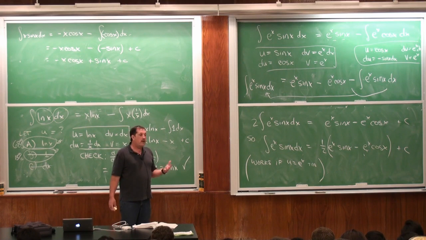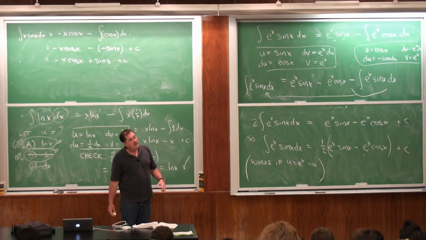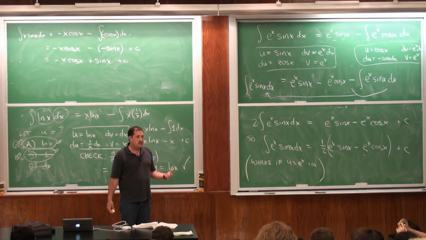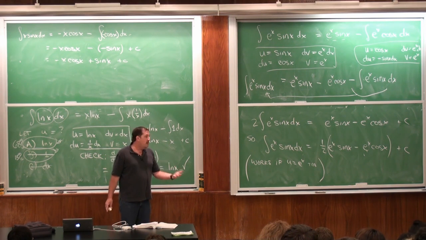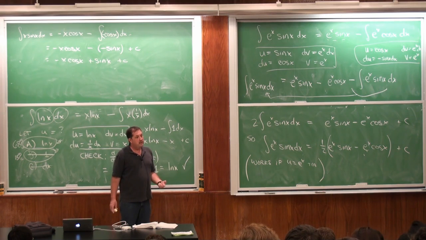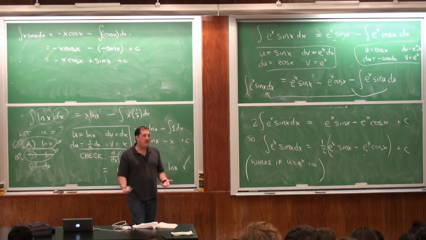Something like inverse trig is pretty ugly, and when you take their derivative, they become rational functions. Logs and exponentials, well, log gets better, exponential not so much. Trig functions, well, they don't get worse. Exponentials, they don't get worse. Polynomials, they get better. So there is some kind of an order, and does anyone know this mnemonic?